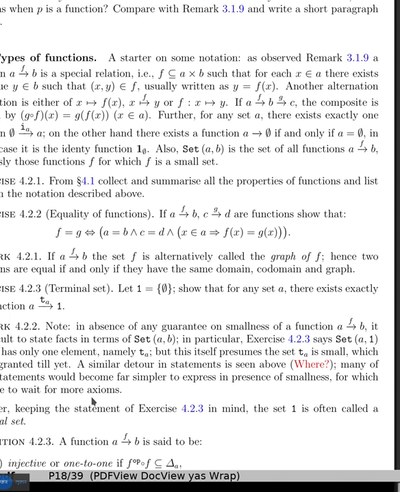See, a function comes with three data. One, what is its domain? Two, what is its codomain? And three, what is the rule? So x going to f(x) is the rule. Two functions must be the same if and only if all these three things are the same. And that's exactly it.